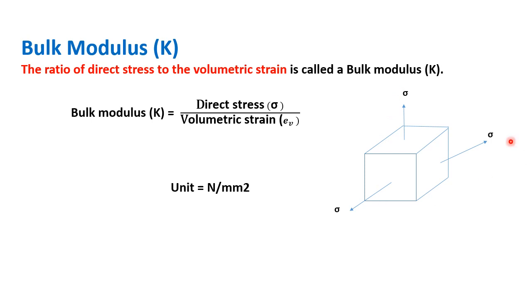And because of these stresses, the volume of this cube will also change. That's why bulk modulus is defined as the ratio of direct stress to the volumetric strain. So bulk modulus K is equal to direct stress upon volumetric strain, where direct stress is denoted by the term sigma, and the volumetric strain is denoted by the term e suffix v, and the unit of the bulk modulus is Newton per mm square.